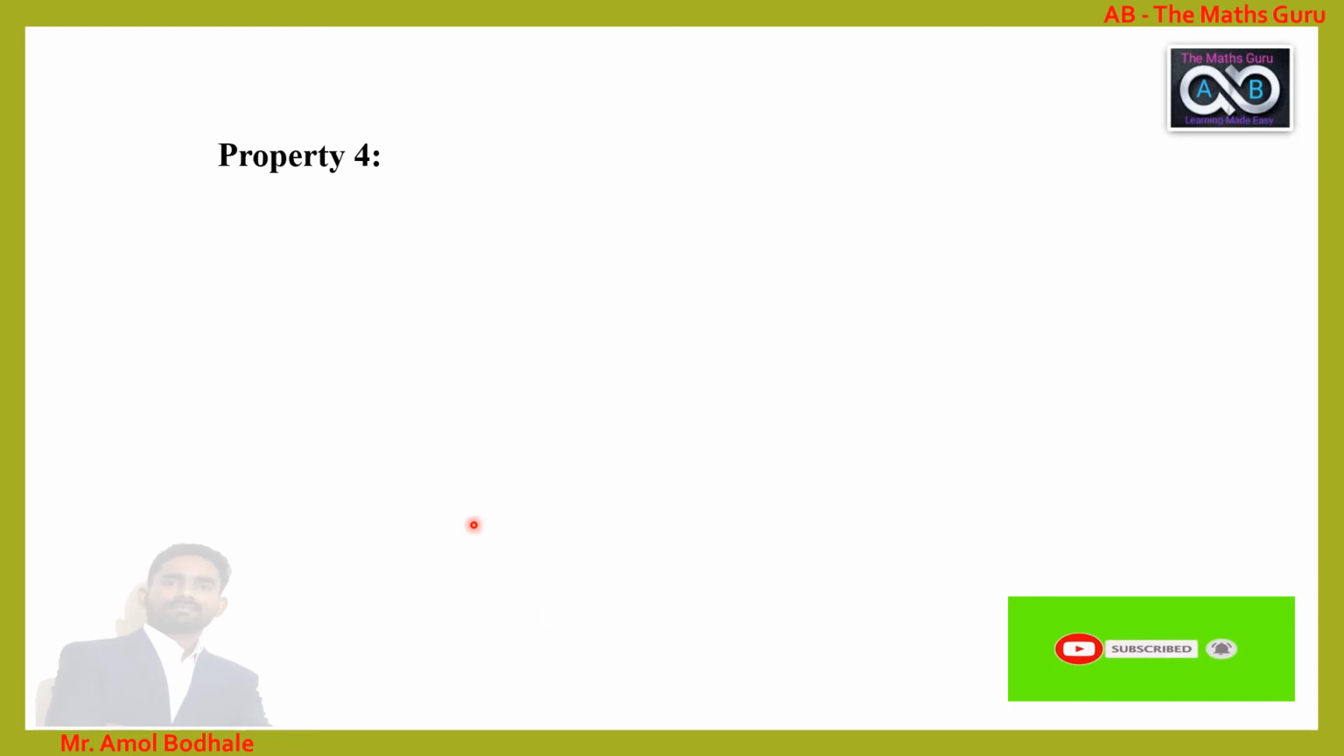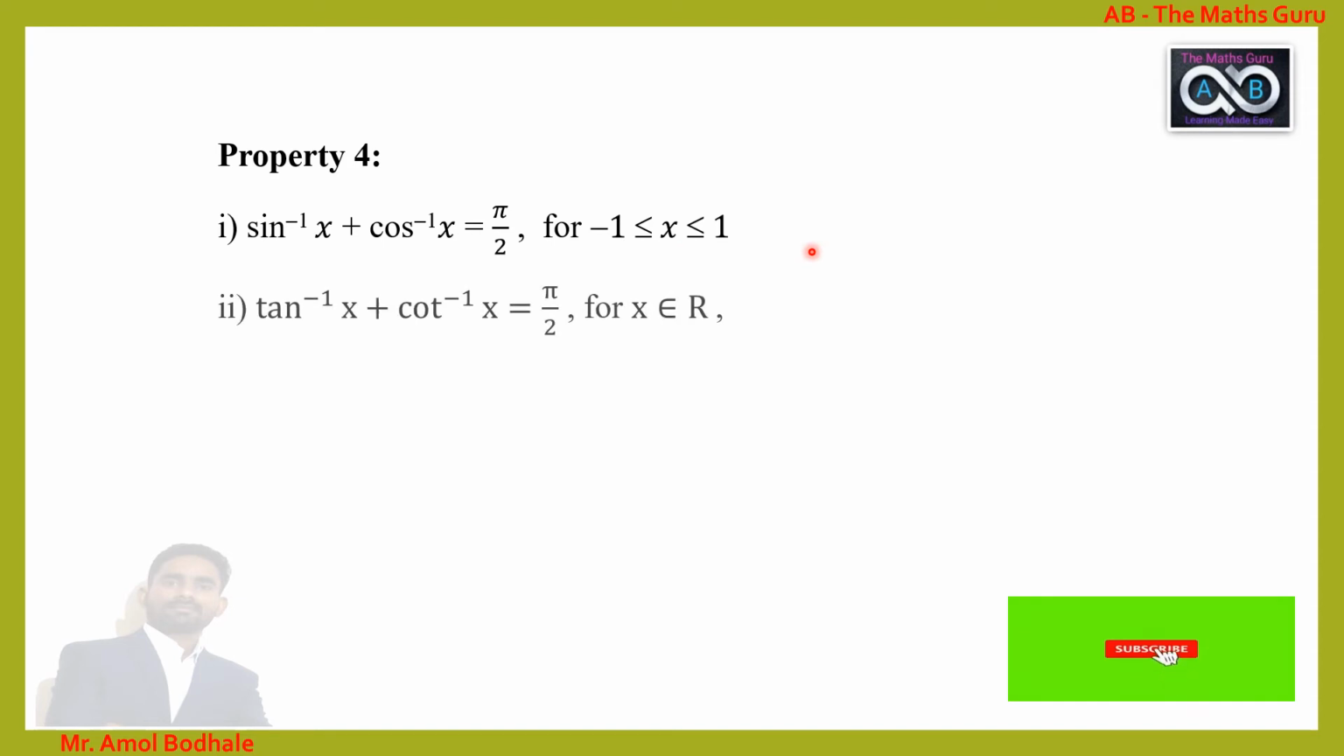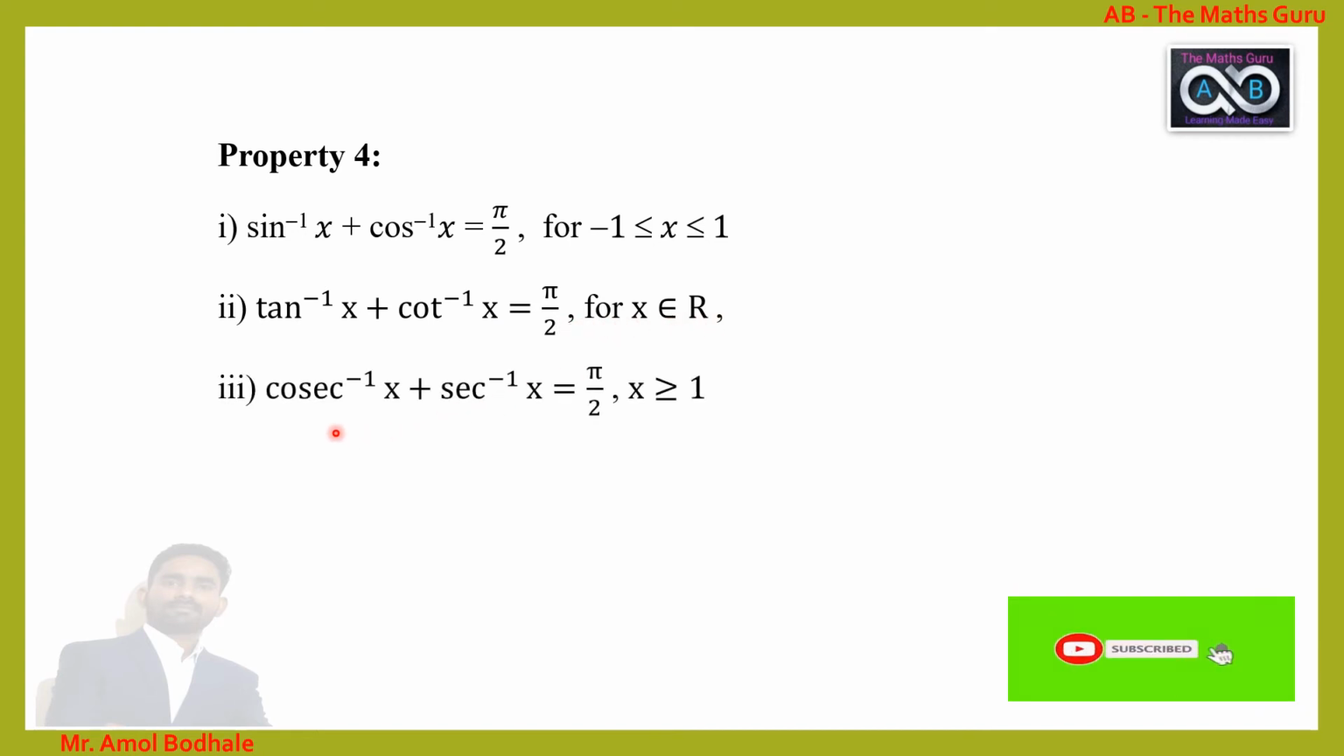Let's see the fourth property. Sin inverse of x plus cos inverse of x equal to pi by 2 for minus 1 less than or equal to x less than or equal to 1. Tan inverse of x plus cot inverse of x equal to pi by 2 for all x belongs to real numbers. Cosec inverse of x plus sec inverse of x equal to pi by 2 where mod x is greater than or equal to 1. So how can we remember these properties?